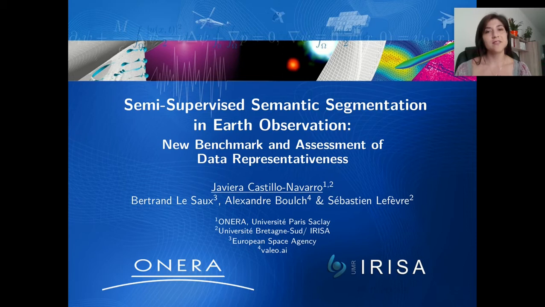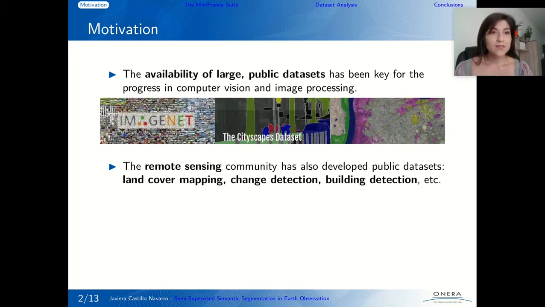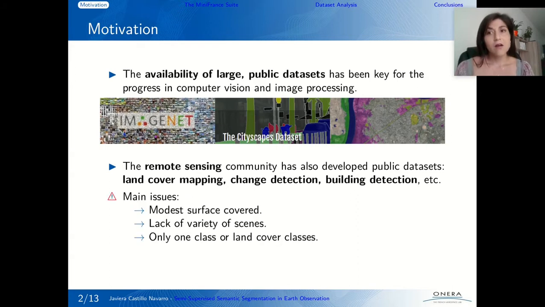data representativeness. So, the availability of large public datasets has been crucial for the progress in computer vision because they provide the means to fairly compare our models. This is why the remote sensing community has also published several datasets for different tasks. However, these datasets still have some limitations because they may cover a very small surface or consider only one class or a few land cover classes or only urban scenes and then they lack variety.